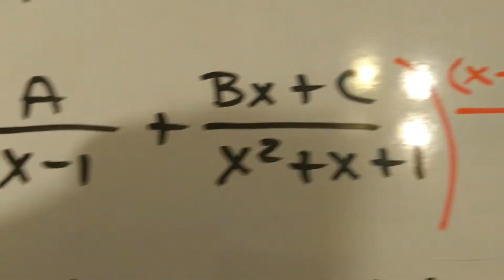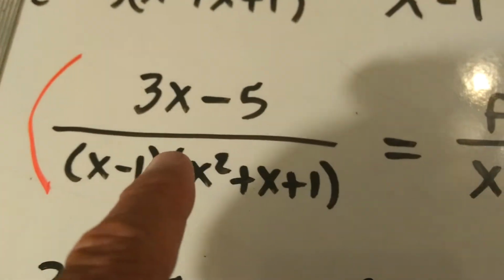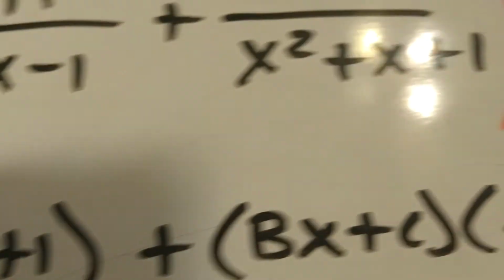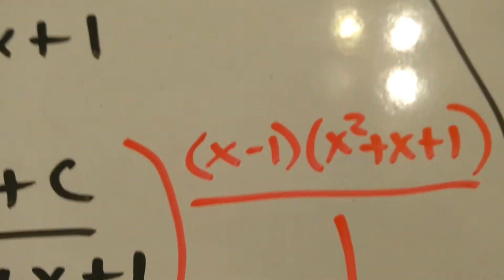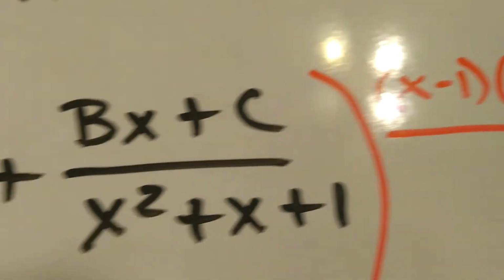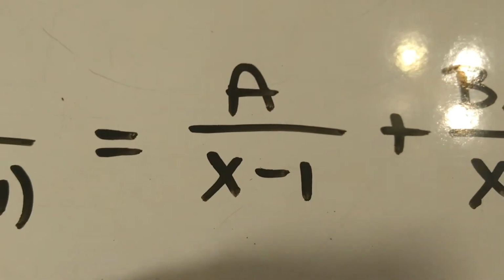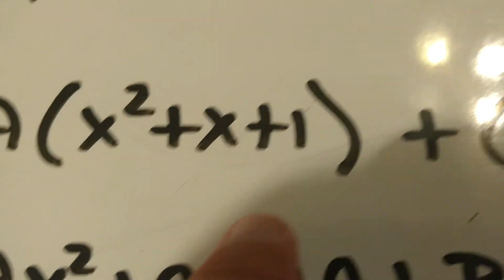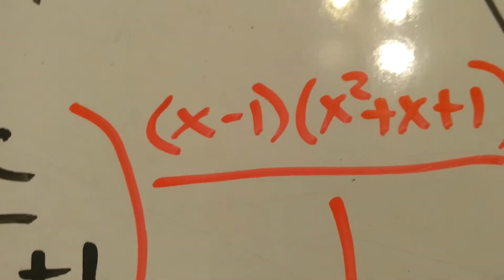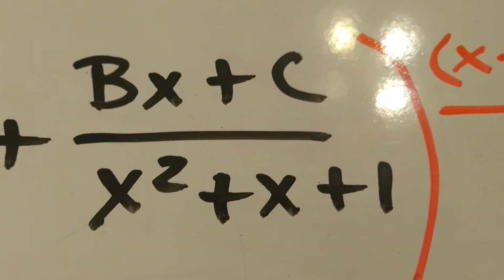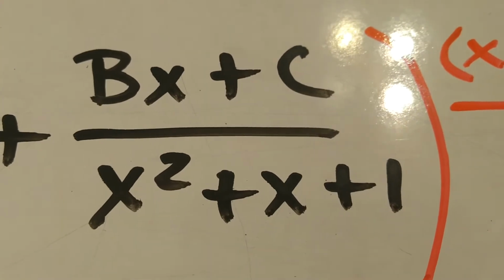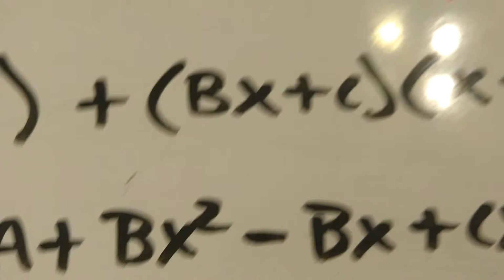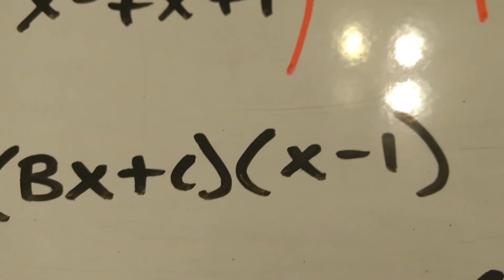So when we multiply this over 1, we just get 3x minus 5. If we multiply this times this, the x minus 1's cancel, and we end up with A times x squared plus x plus 1. If we multiply this times this partial fraction, then the x squared plus x plus 1 cancels, and we get Bx plus C times x minus 1.